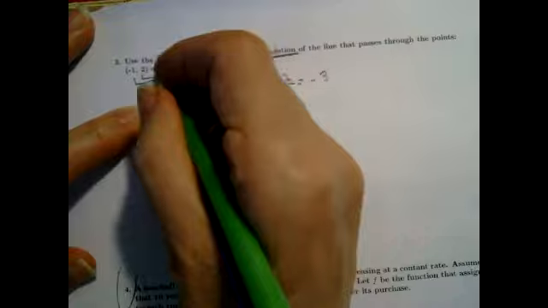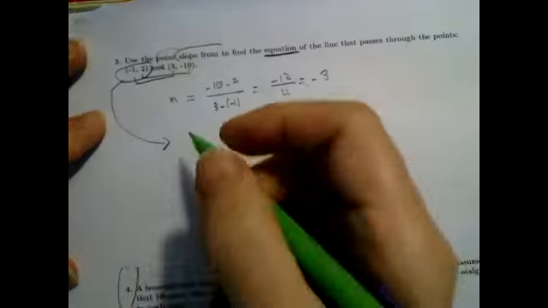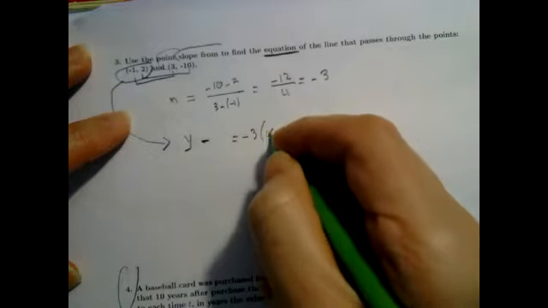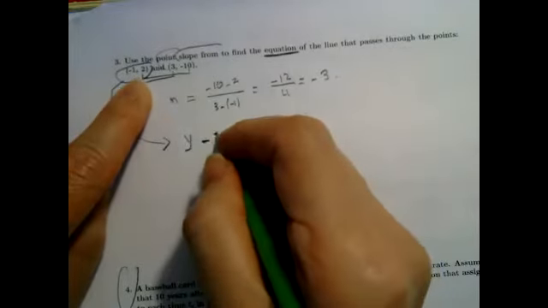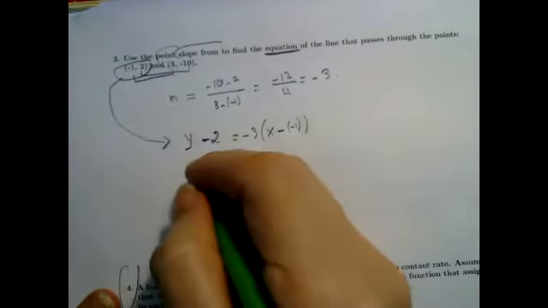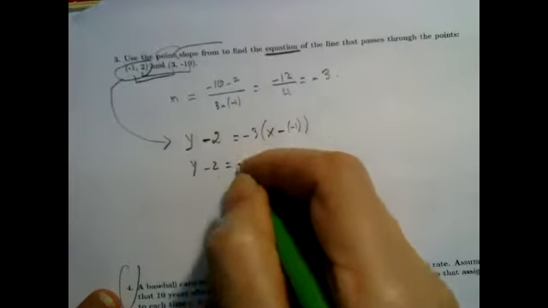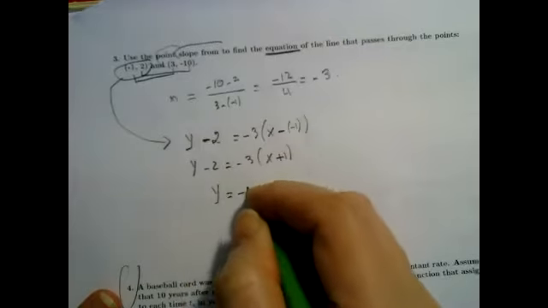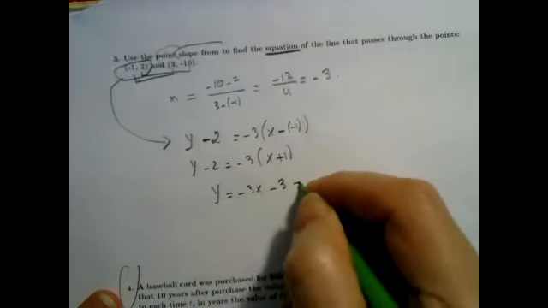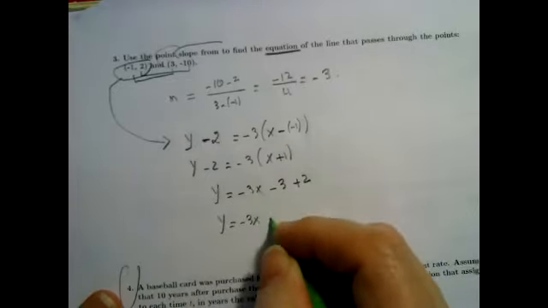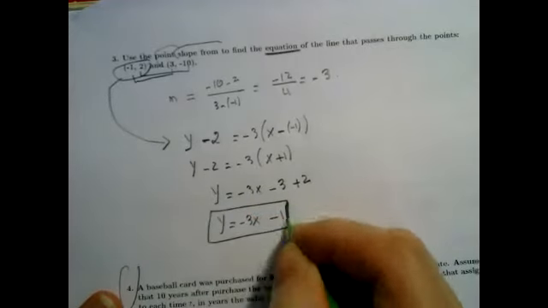And I wanted the point slope form, so I can use any point. So I will use that point, which tells me that y minus y0 equals the slope times x minus x0. You can use either point. So this gives me y minus 2 equals minus 3 times x plus 1. And then you solve: minus 3x minus 3 plus 2, y equals minus 3x minus 1. That would be the equation.